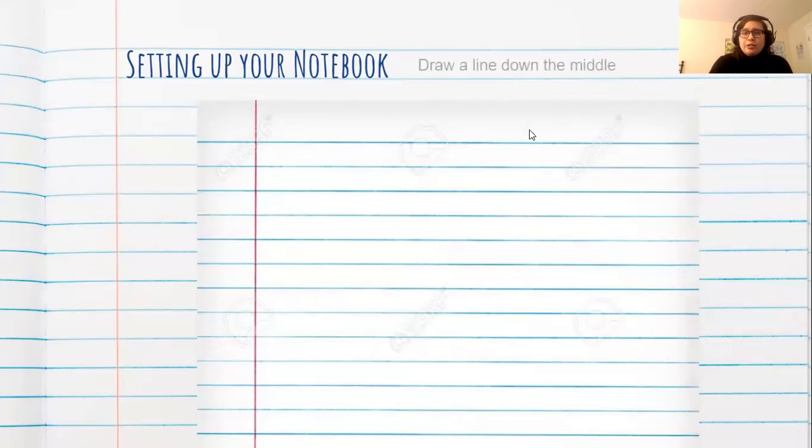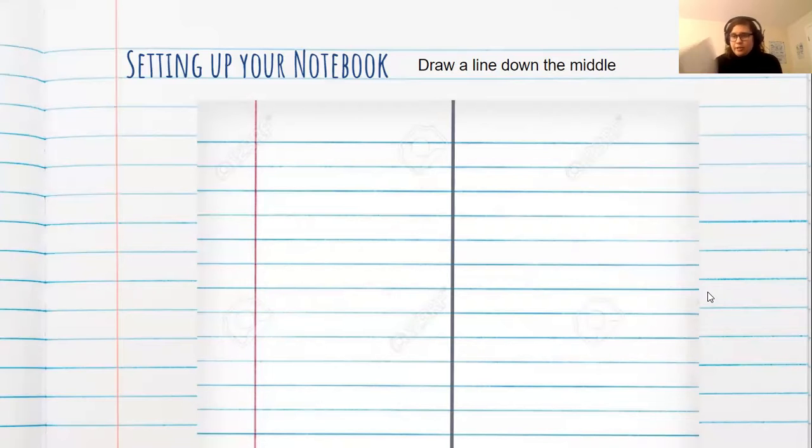So the first thing you're going to do anytime we take notes, and you should do this now because you're going to take notes here, is take your notebook and draw a line right down the middle of the notebook. So I will show you what that looks like. You draw a line right down the middle of the notebook, just like this.